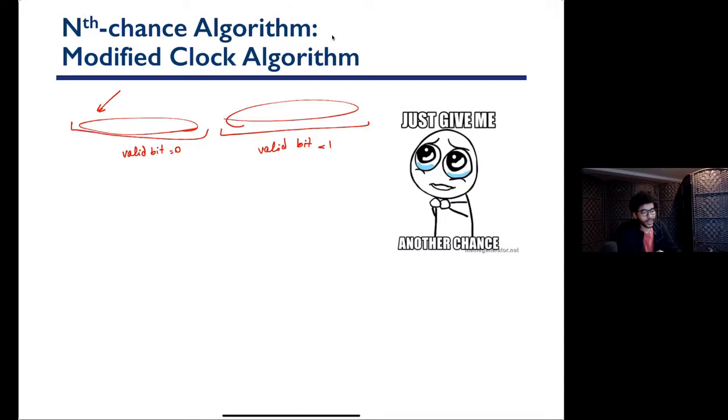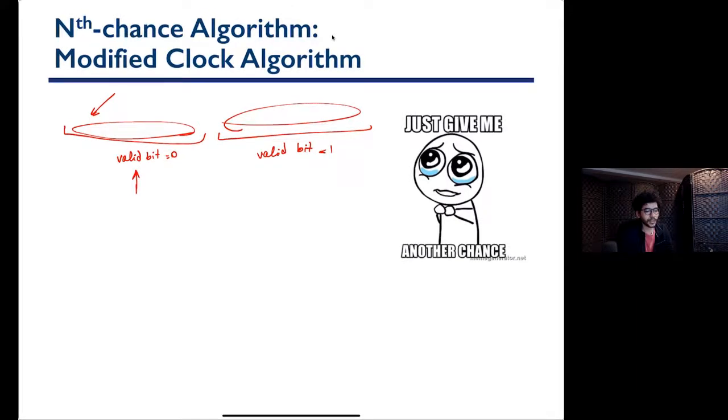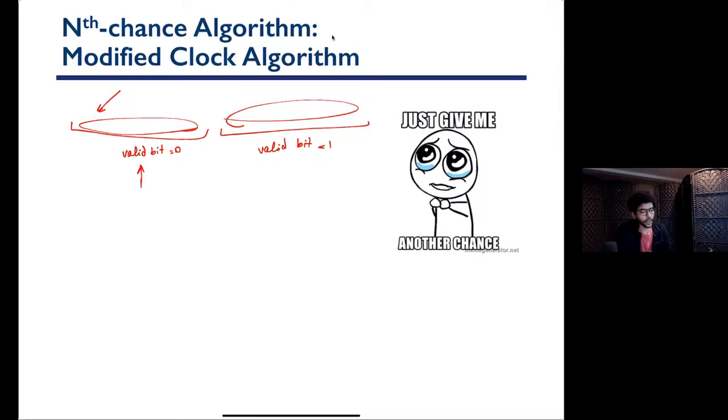Now, this basically doesn't give us any good information about, from these pages that have valid bit 0, which one is the one that was accessed the least. We don't know. So all of them are the same for us, right? And we're just going to look at the one that the head is looking at.